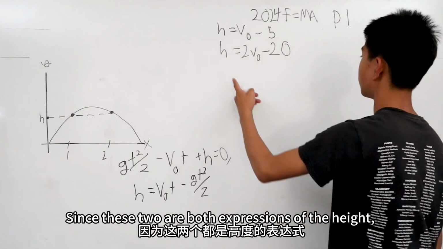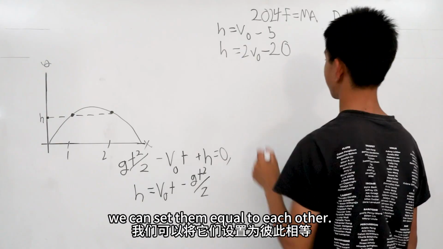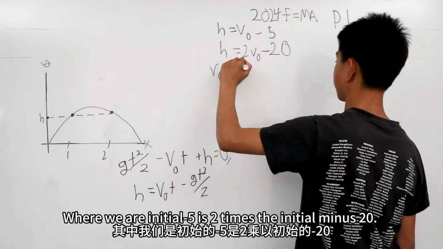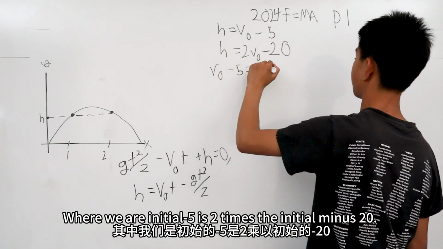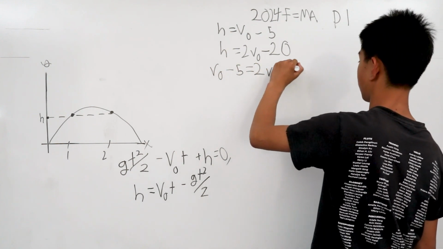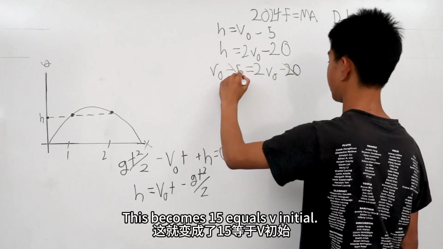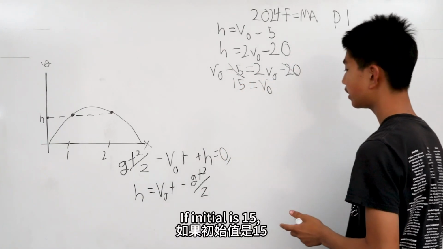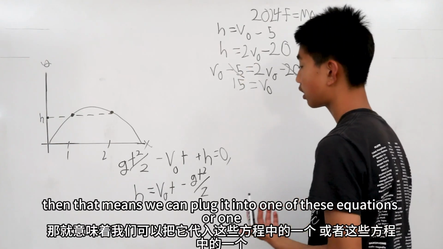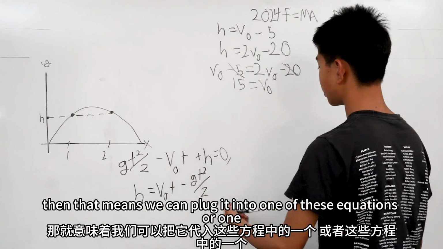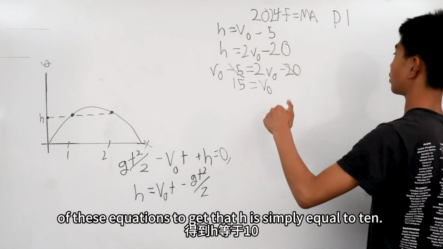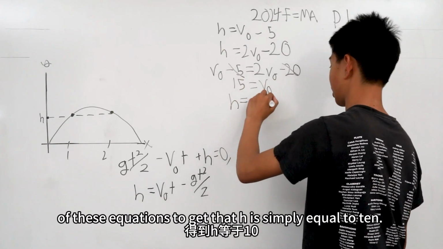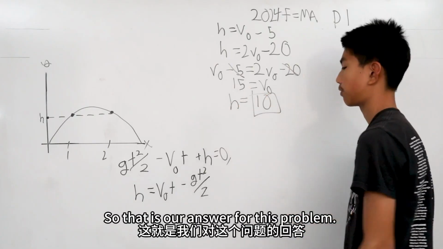Since these two are both expressions of the height, we can set them equal to each other, where v initial minus 5 is 2 times v initial minus 20. This becomes 15 equals v initial. If v initial is 15, then we can plug it into one of these equations to get that h is simply equal to 10. So that is our answer for this problem.